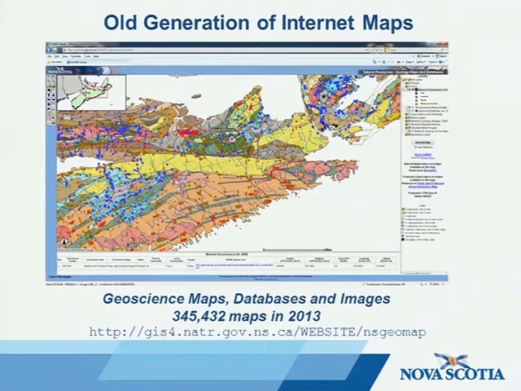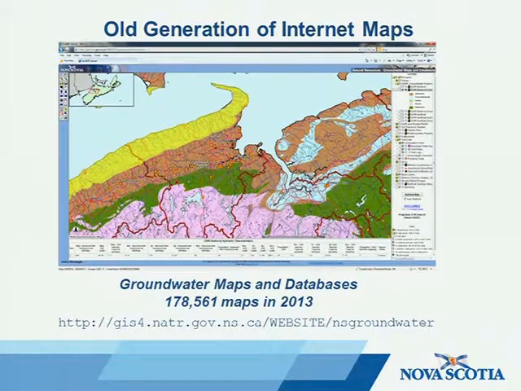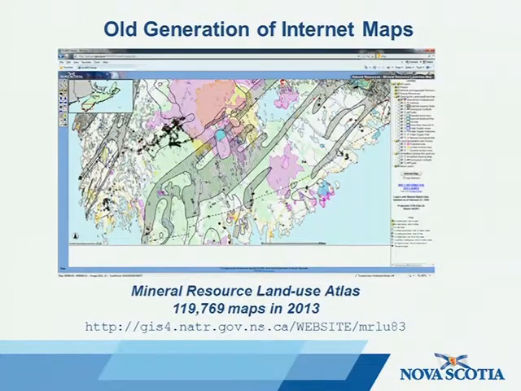So I'll talk a little bit about what we had in the way of old generation of internet maps. We have the Geoscience maps, databases, and images. It's more or less one of our major workhorses, and the groundwater maps and databases, and the Mineral Resources Land Use Atlas. How many people have used one or more of these internet applications? A few hands went up. Okay.